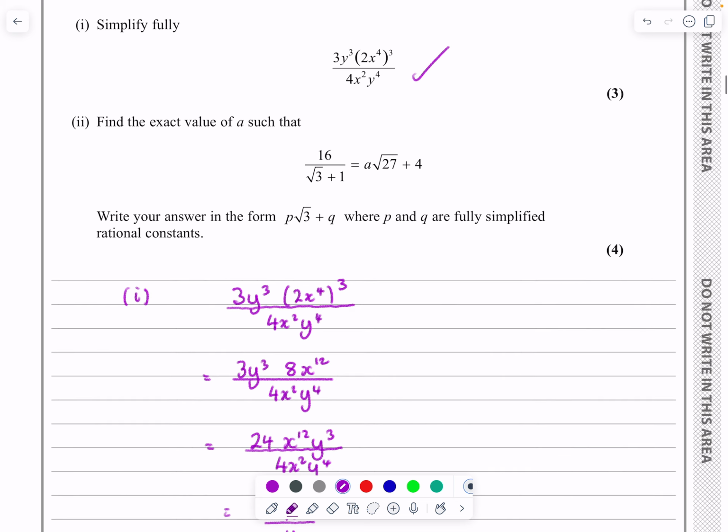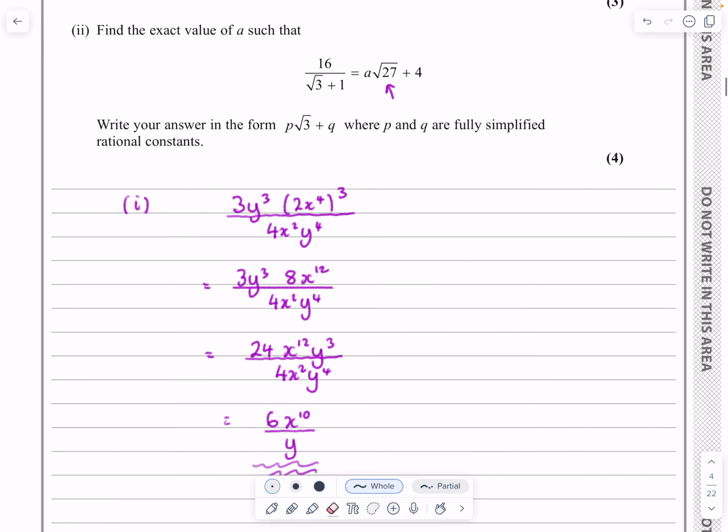Now the next part says find the exact value of a such that this is true, but then it does tell me here that it wants the answer as p root 3. So if I'm looking at the question, you might do this later on in your working, but I'm actually going to get rid of root 27 straight away. Root 27 would be the same as root 9 times 3, which is root 9 root 3, which is 3 root 3. Now you could do that straight away on the calculator anyway, but just quick little bit of revision there for that bit.